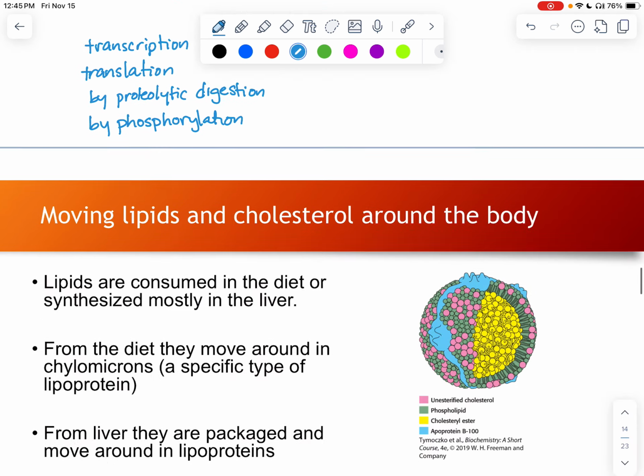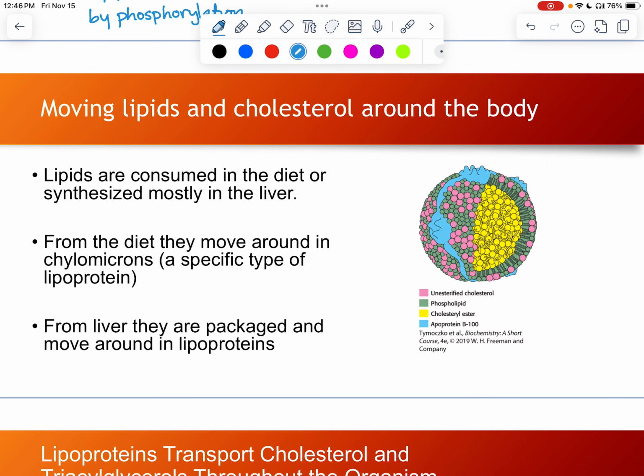So let's look a little bit at how lipids and cholesterol move around your body. Lipids can be consumed in the diet or synthesized mostly in the liver, but we need them to be able to move around the body. Lipids are not particularly water soluble, so they're going to need to be packaged to move around. We looked earlier at these chylomicrons, and then we reviewed it in a recent video. Remember that these chylomicrons are lipids packed up in a lipoprotein. This is a specific type of lipoprotein, and these are the ones coming from your diet.